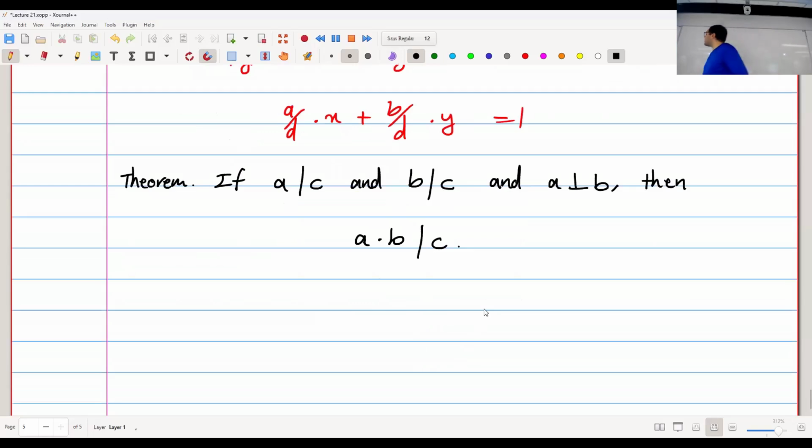Okay, what do I want to show? I want to show that A times B is a divisor of C. So I want to somehow rewrite C in the format of some other number times A times B, right? But what do I know? I know that A divides C and B divides C. And I know that A and B are relatively prime. So let's try to write these things out. So A and B are relatively prime. That means that there exists some x and y such that A times x plus B times y is equal to 1.